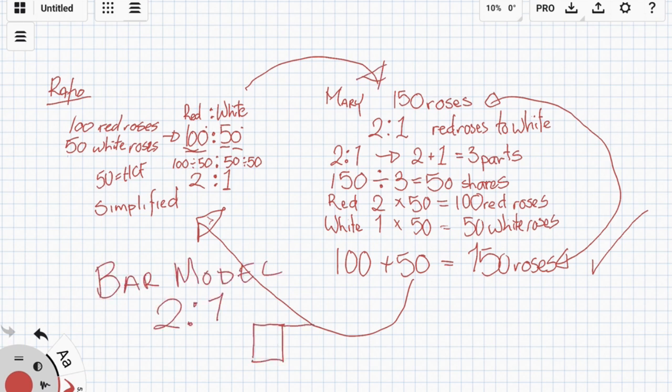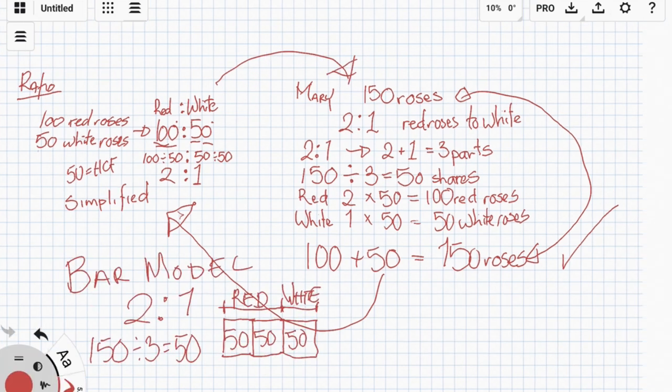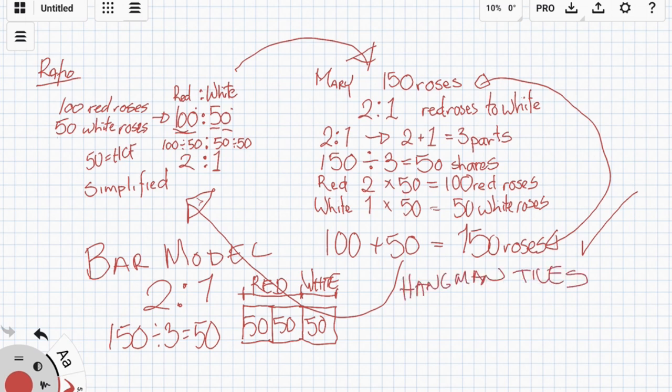Some use the bar model to encapsulate this split and share. If you don't like drawing bars, the hangman tiles work just as well.